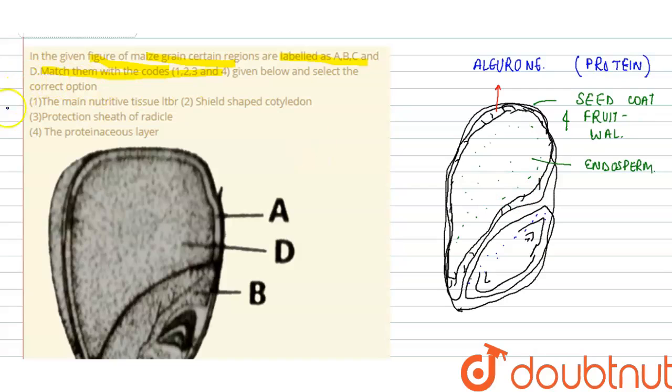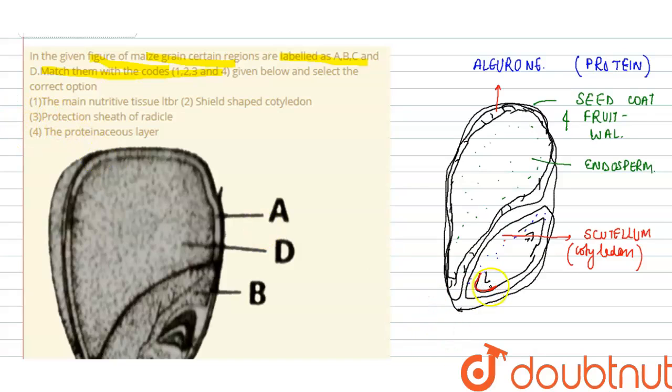Alright, now the developing embryo has a cotyledon. This is the cotyledon, and this cotyledon of the monocot is known as the scutellum. This is the scutellum and it is the monocot's cotyledon. Okay. Now here below we have a structure which covers the radicle.